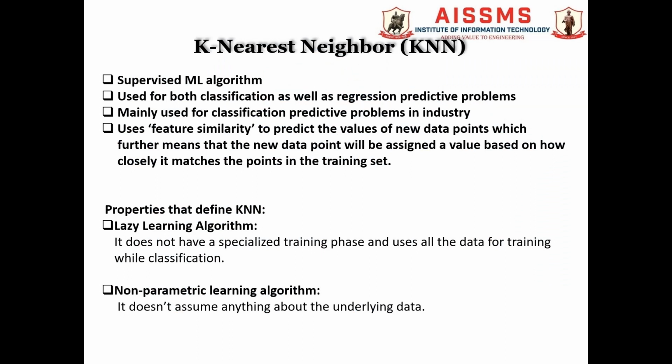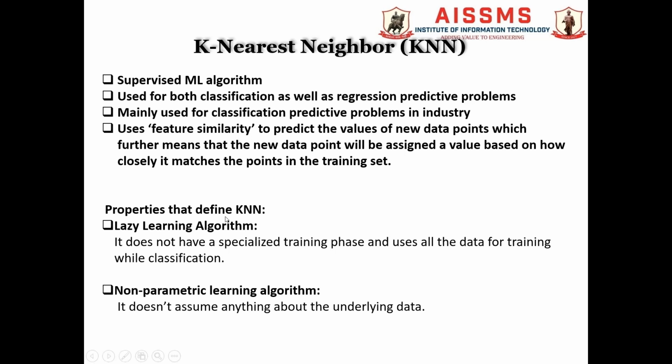K-nearest neighbor is a supervised machine learning algorithm which can be used for both classification as well as regression predictive problems. But mainly it is used for classification problems in machine learning. It is based on the concept of feature similarity. Feature similarity is used to predict the values of new data points, which further means that the new data point will be assigned a value based on how closely it matches the points in the training set.